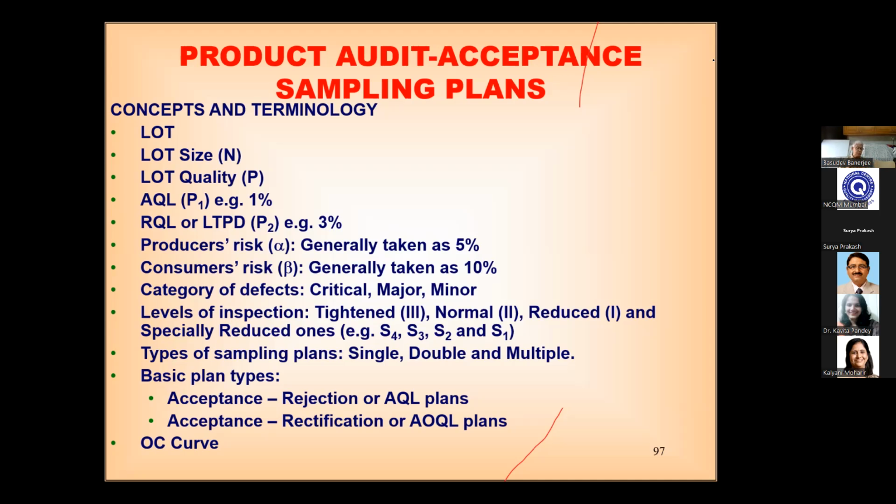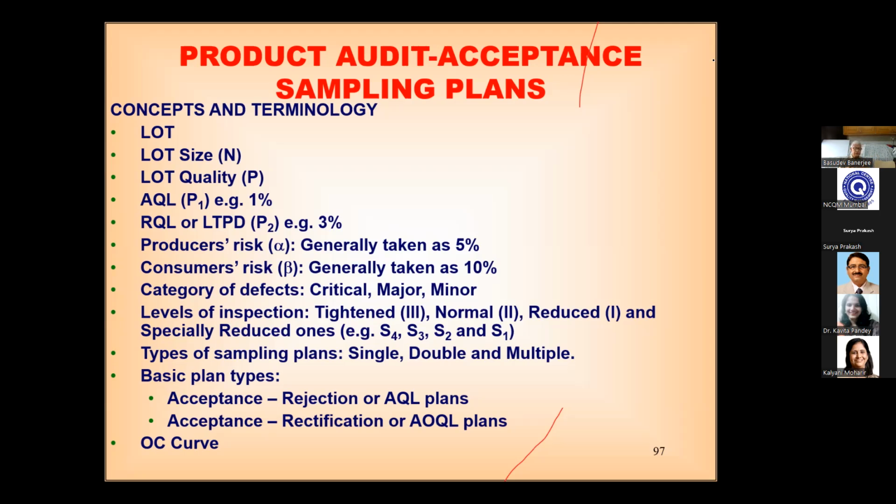RQL is rejectable quality level. This you can note down. Earlier books used to call it LTPD, lot tolerance percent defective, say 3%. Matlab, beyond 3%, you will definitely reject. Up to 1%, you will definitely accept. Between 1 and 3, maybe you'll go for double sampling or go for sorting, call him and tell him and all that. So we'll do that.